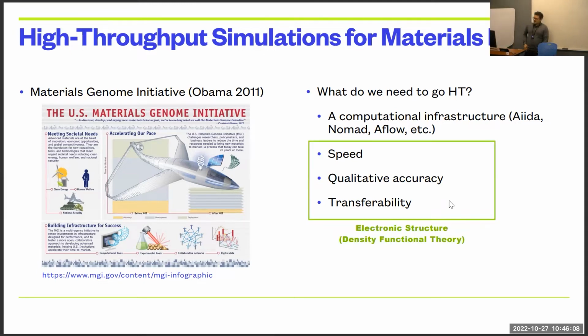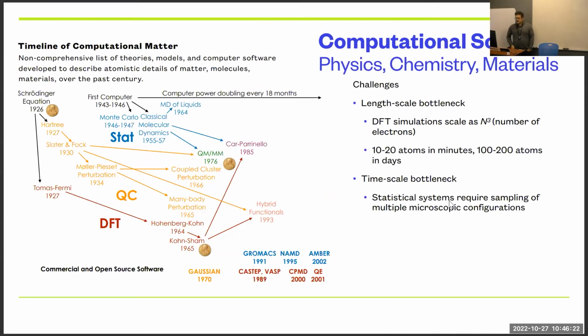In general, the key technique that is used for this purpose is density functional theory, which is a way to simulate or to compute the electronic structure of the materials. And this leads me to the next slide. I'm not sure how expert you are with simulation techniques in materials and chemistry, so I thought I'd put together an overview of the different kinds of techniques that exist in computational physics, chemistry, and materials, with the timeline of the theories that are behind them.